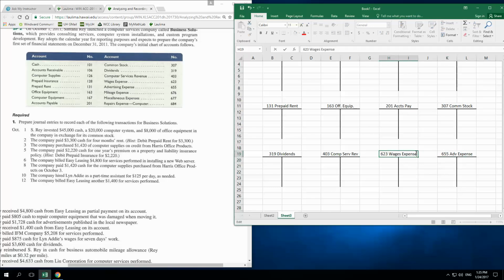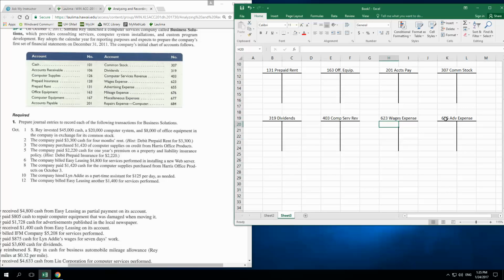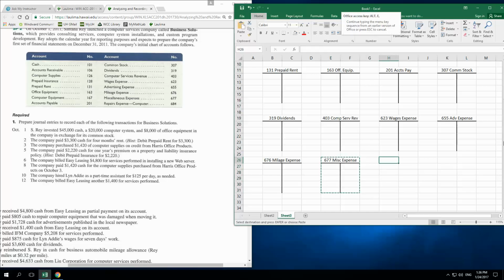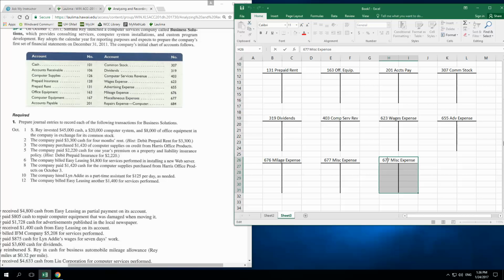Okay. What else do we have? Mileage expense, 676. Miscellaneous expense, 677. And finally, repairs expense, computer. So 684. And I'll just use COMP for computer.